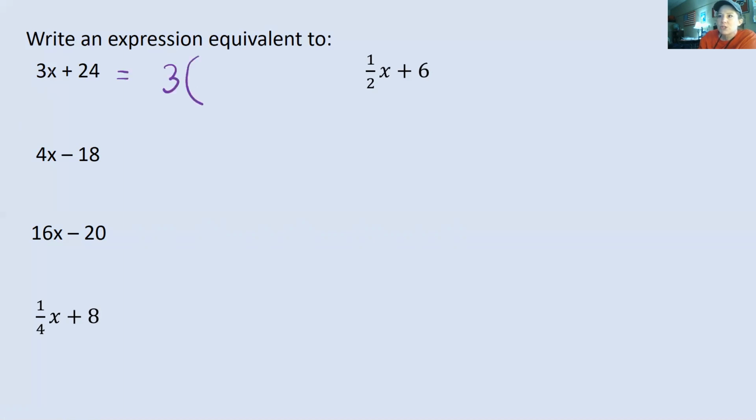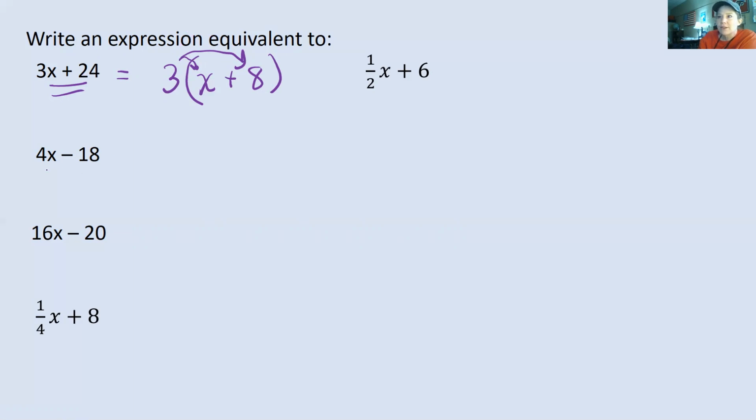Well, let's do that. What's 3x divided by 3? It would just be x. And what would be 24 divided by 3? What would be positive 8? And then to see if that's correct, we could try the distributive property. And when we do, we get back what we started with, 3x plus 24. So that means that these two expressions are equal.